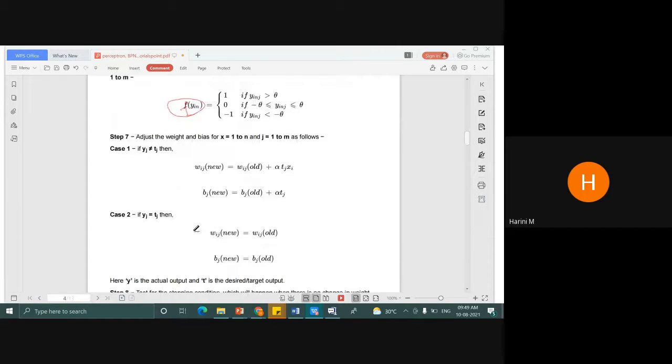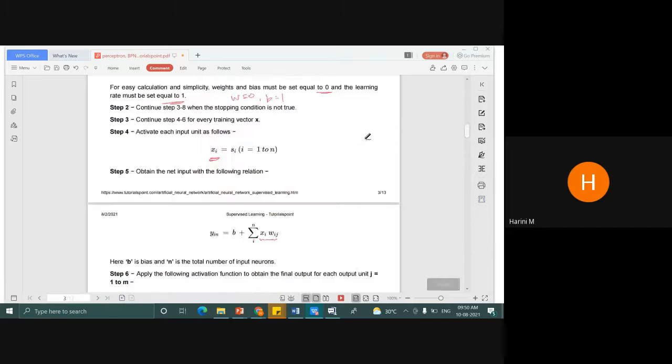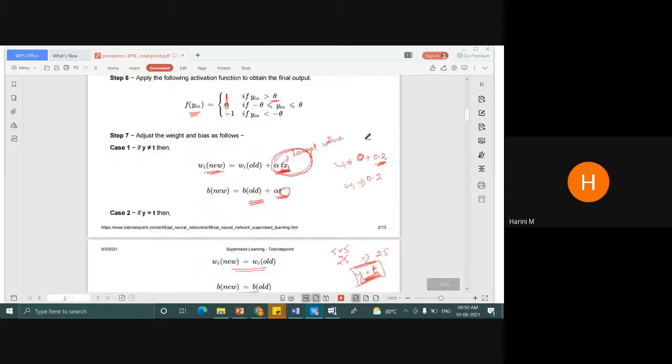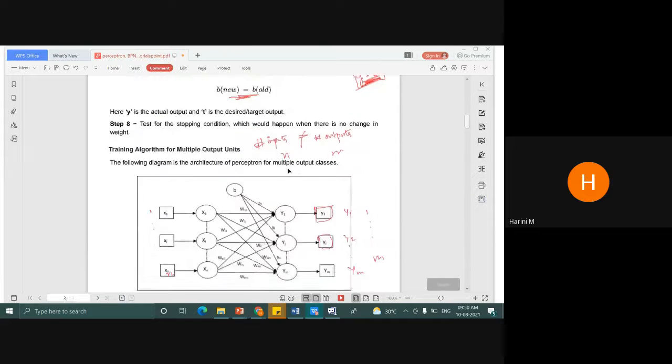The only thing that you do differently between the perceptron and the multiple output is tj. You see this in the earlier formula, just remember this. You have alpha tj xi. In the earlier case we had it as alpha t xi. I'll show you the difference. Now look here, it's alpha t and xi. Why is that? Now you have tj here.